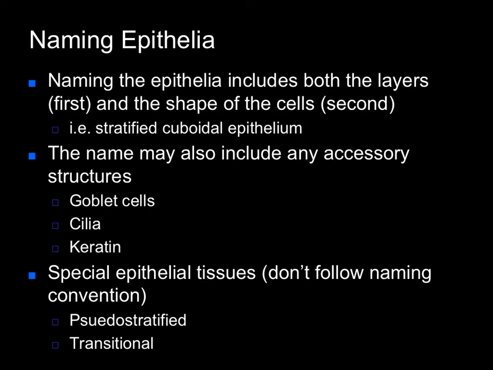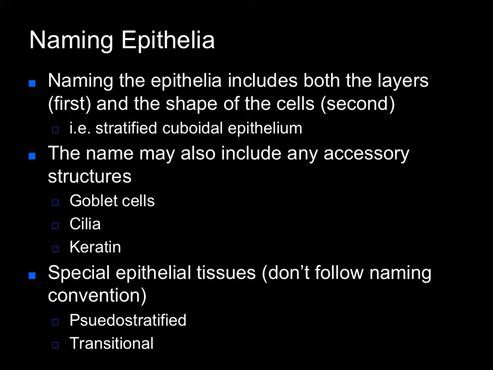Okay, when we name a specific type of epithelial tissue we want to look at, first, is it simple or stratified? So how many layers does it have? And then second, we look at what is the shape. So we look at how many layers and then the shape. So for example, we could have stratified squamous or simple squamous. What that means is that there's many layers of scale-like cells.